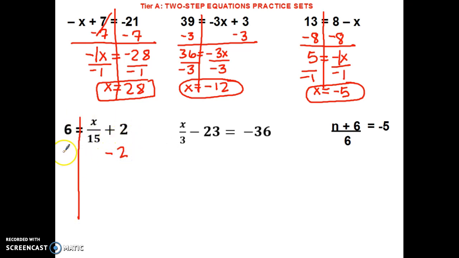Okay, subtract 2 from both sides. So we get 4 is equal to x over 15. How do we get the x alone? Well, we are dividing by 15. What's the opposite of dividing by 15? Multiplying by 15. Multiply both sides by 15.